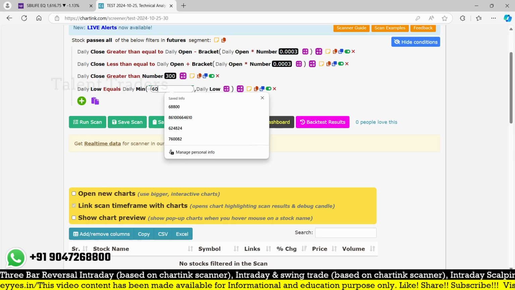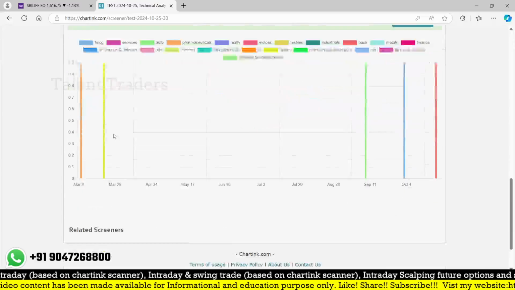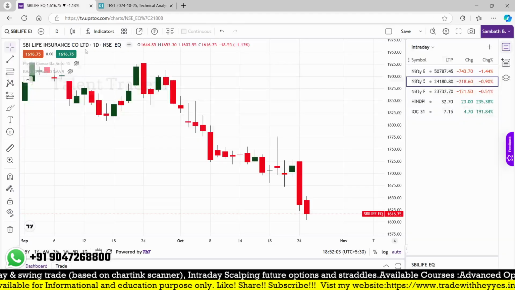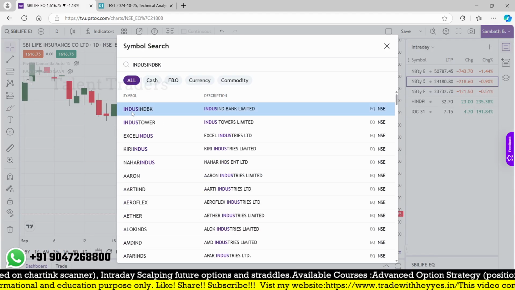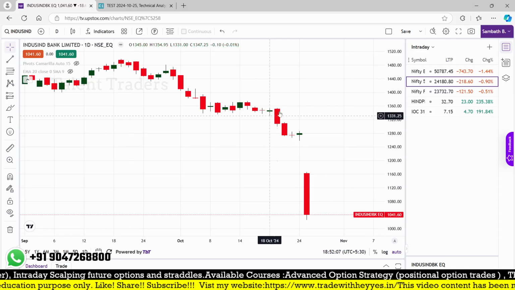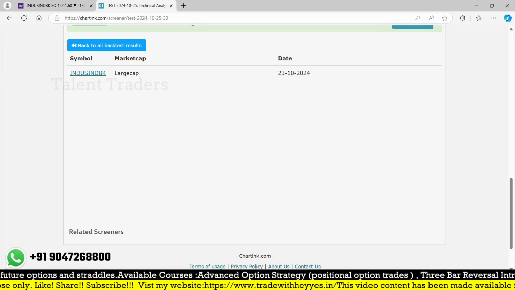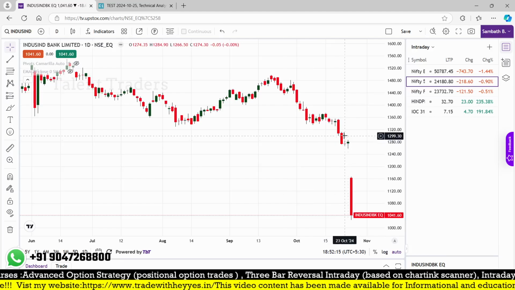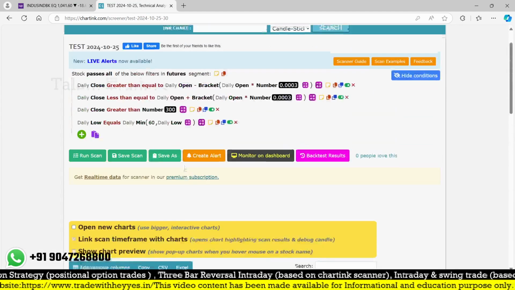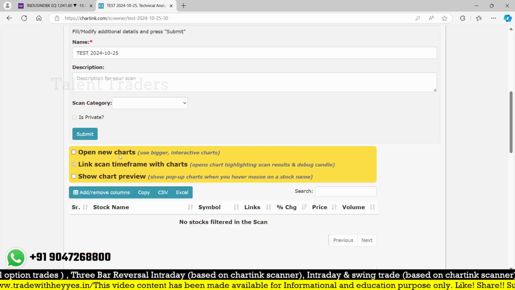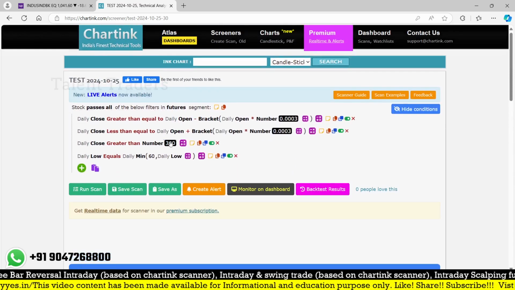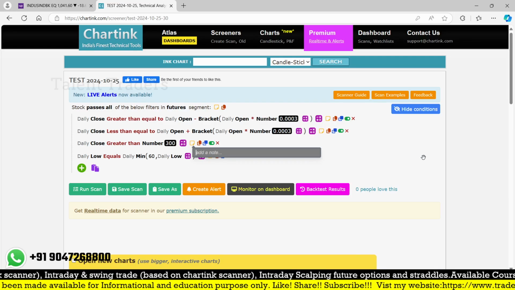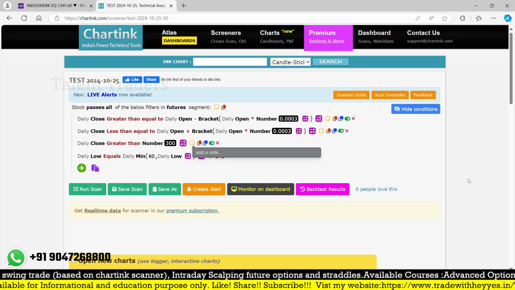Or if you want to find the 60 days low, the 2 months low, there will be very few stocks. This may be IndusInd Bank on 23 October. After 2 months, it is forming a doji at the bottom. At this point, this is the lowest level compared to the past 2 months, 30, 60 candles. So you can adjust whatever data you want. That's why an adjustable scanner will help you find the doji at the bottom. So this is my old scanner, which I created 3 years back.